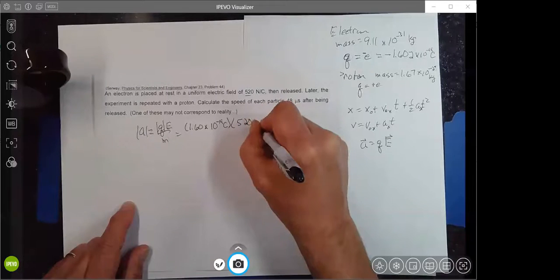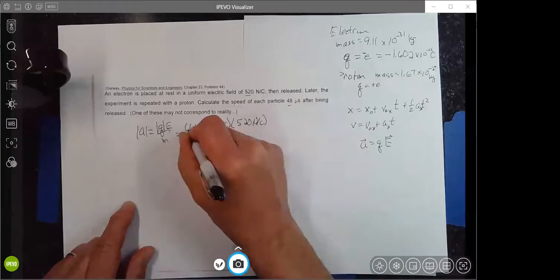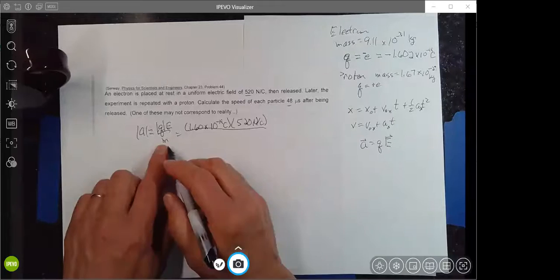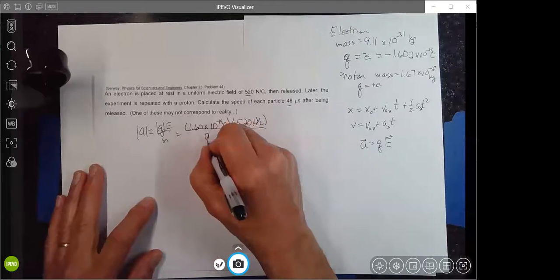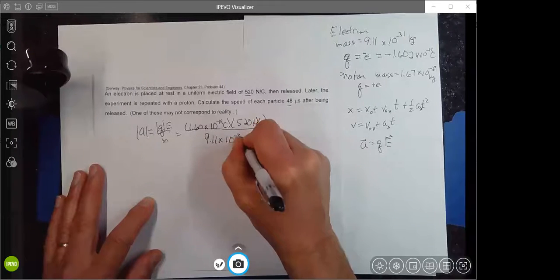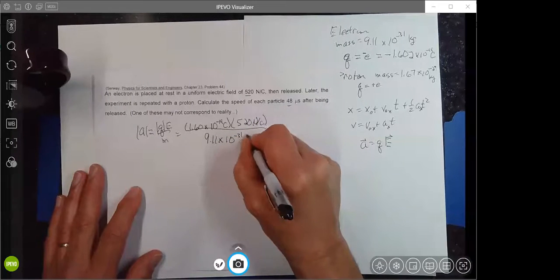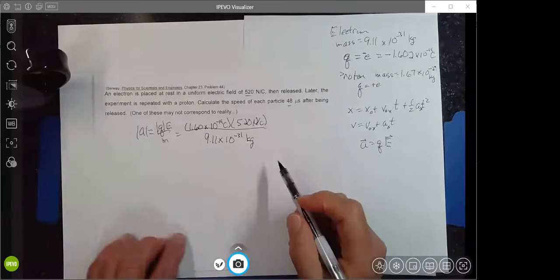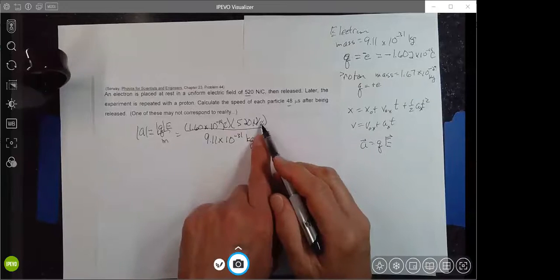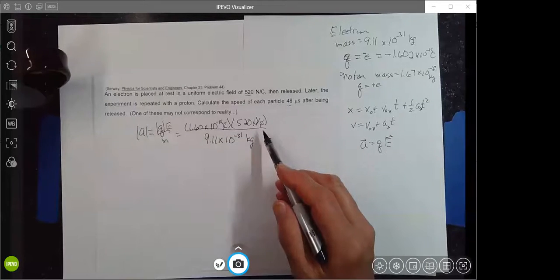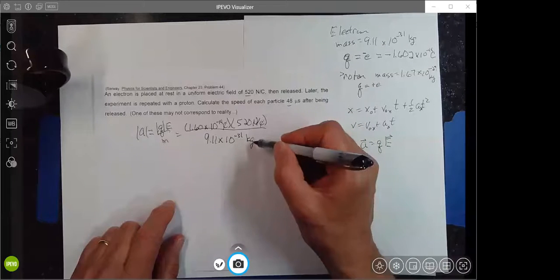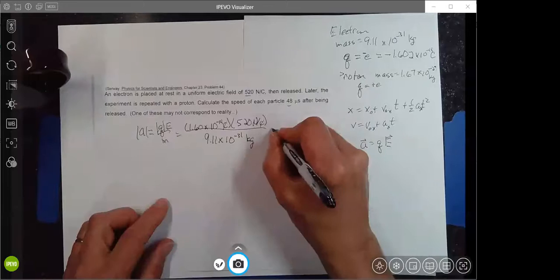520 newtons per coulomb. And you think, oh, okay, it doesn't have much charge, so it won't have much acceleration, except that mass that goes down there on the bottom, 9.11 times 10 to the minus 31 kilograms. You'll end up with the coulombs dividing out, you'll have newtons, which is a kilogram meter per second squared. And when you divide that by a kilogram, you get an acceleration of meters per second squared.